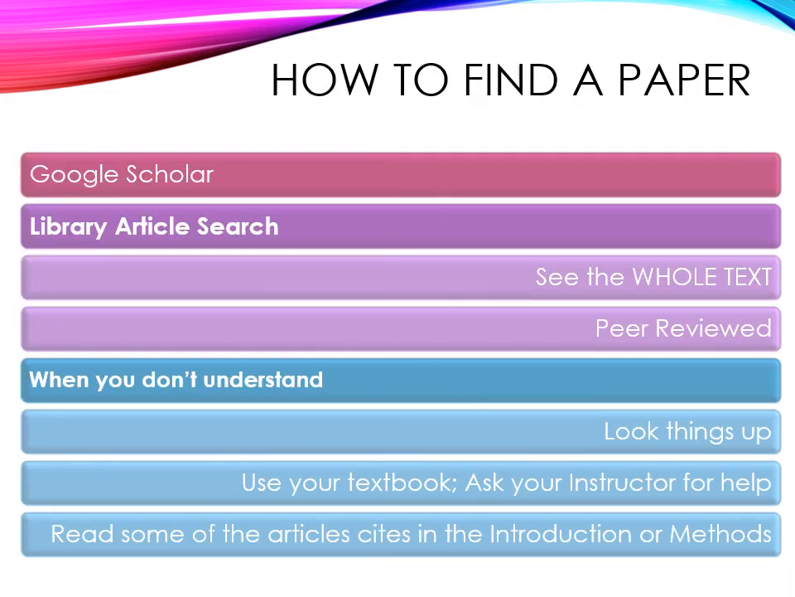So once you've found a paper and you're reading a paper, you still might find things that you don't understand. Look things up. You can quickly look stuff up on your phone as you go. So I didn't know what a dole was, so I looked it up on my phone quickly. Use your textbook. Look things up there. Ask me for help. Ask your instructor for help.